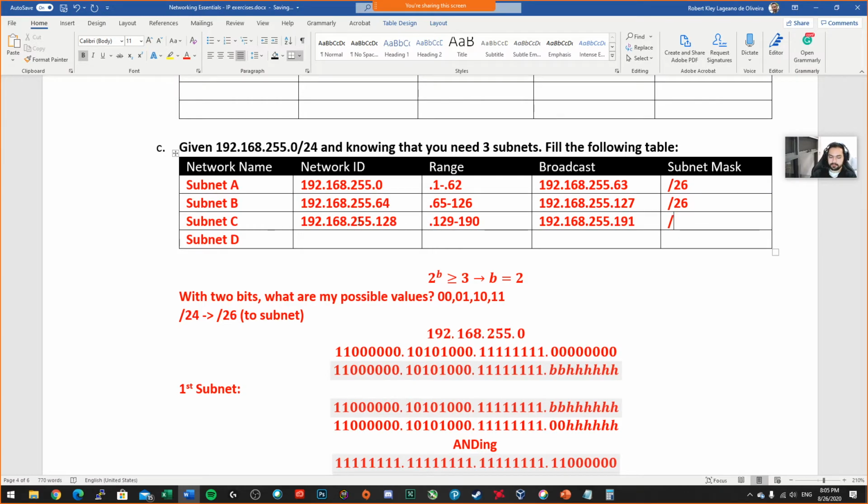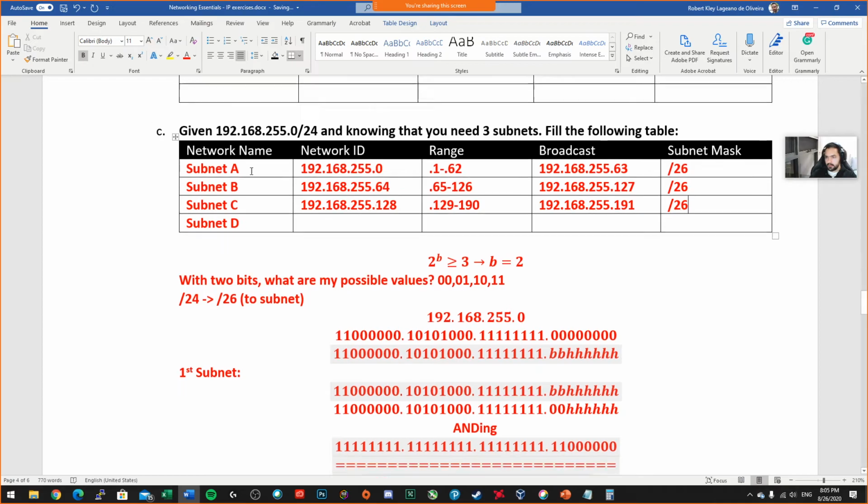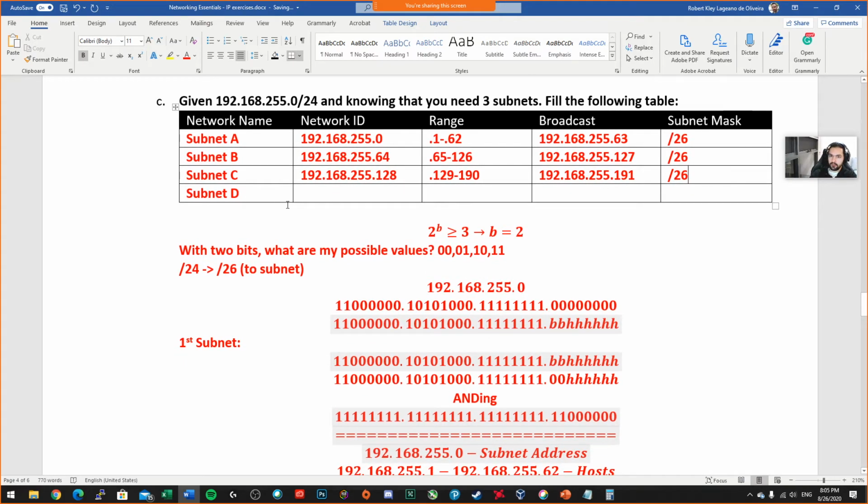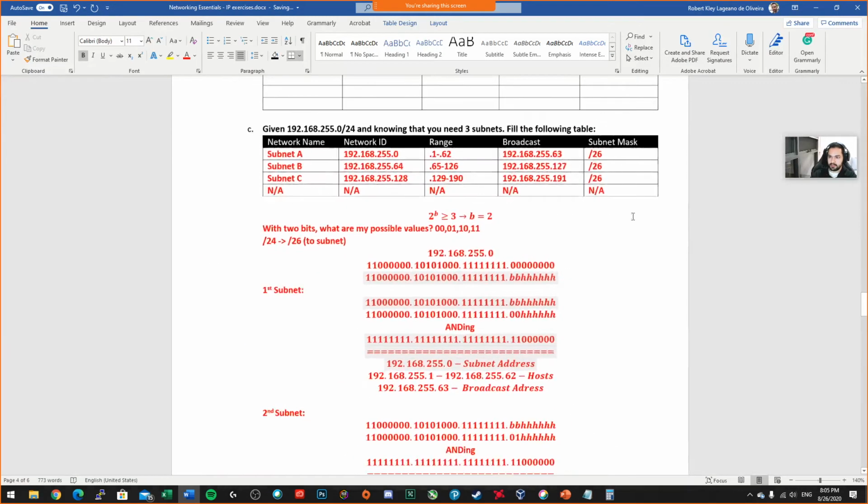Subnet? So it's the same, 26. Now, can I do the fourth? Yes, please. Yes, but I'm not gonna do it because I'm lazy. So I'm just gonna write it out here: not applicable, because he's just asking me for 3. So I can finish here. I don't need to keep going. You guys agree? Yes. Not applicable. Perfect. I got the results.